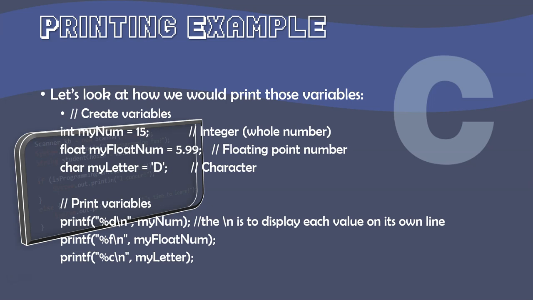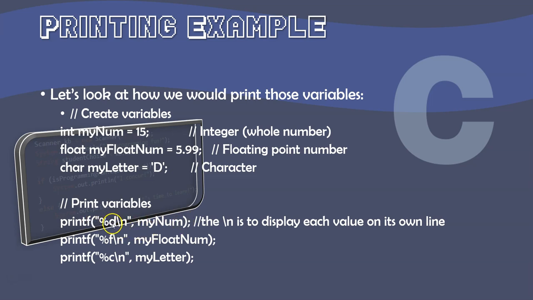So if we were to print some variables, let's say here I have an int called my num, which I'm setting equal to 15, and I have my float num 5.99, and a character, my letter, is equal to d. If I want to print those, you'll notice that when I put those in printf, it's whatever format it needs to be. So for example, for the num it's this % followed by d, and then I have a \n. The \n simply is to display those on a new line. And what you'll notice is this comma my num.